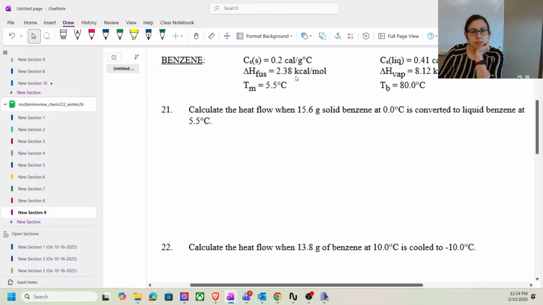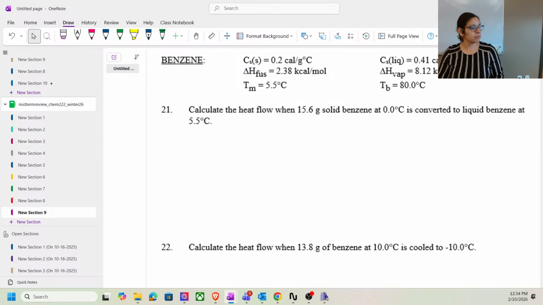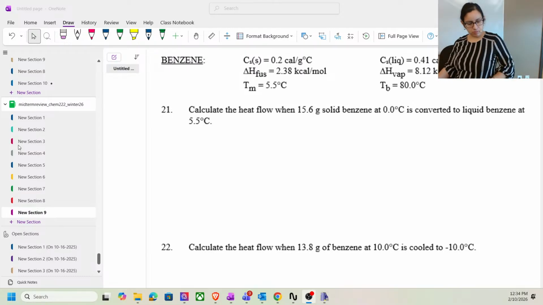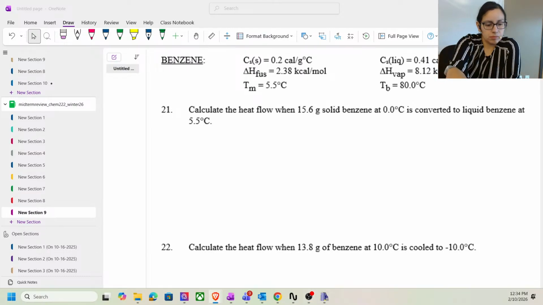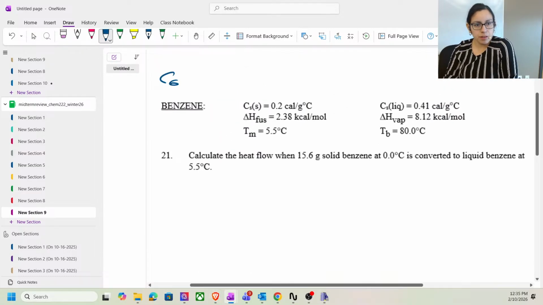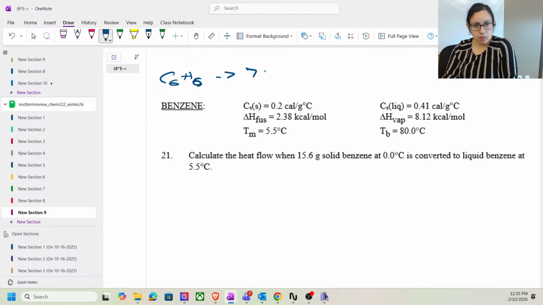2.38 kcals per mole there. So benzene, probably on an exam, I should have given you the formula. Or maybe I'll give you the molecular weight.